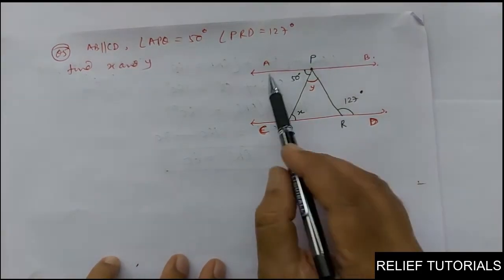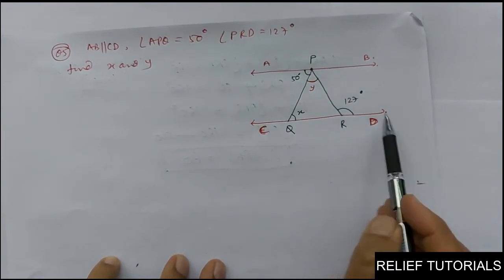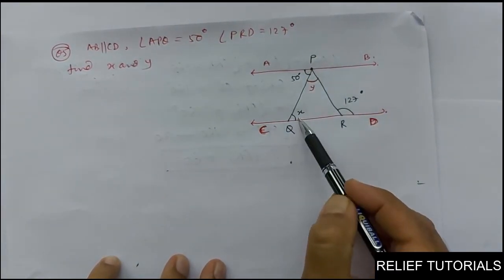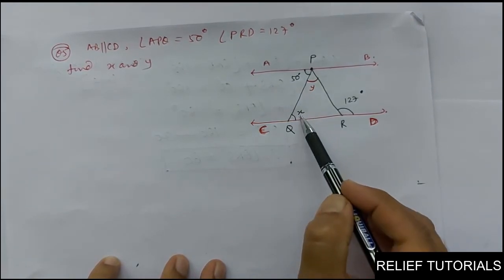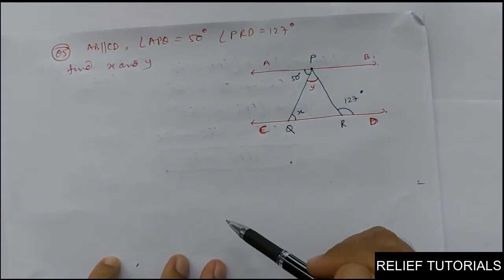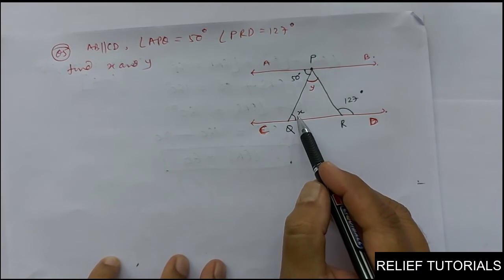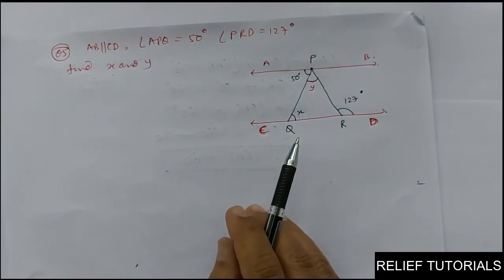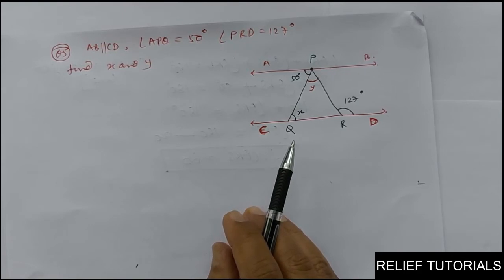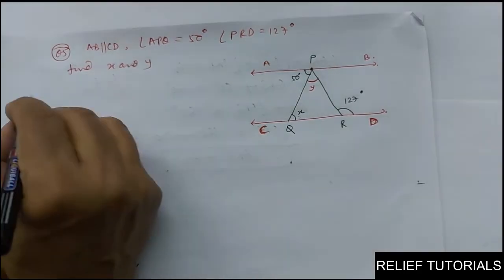The simplest thing is that, see, these two lines AB and CD are parallel, so I can say PQ is a transversal, so these two angles are alternate angles. So x is equal to 50. Clear? So we got x is equal to 50 here. So first solution.